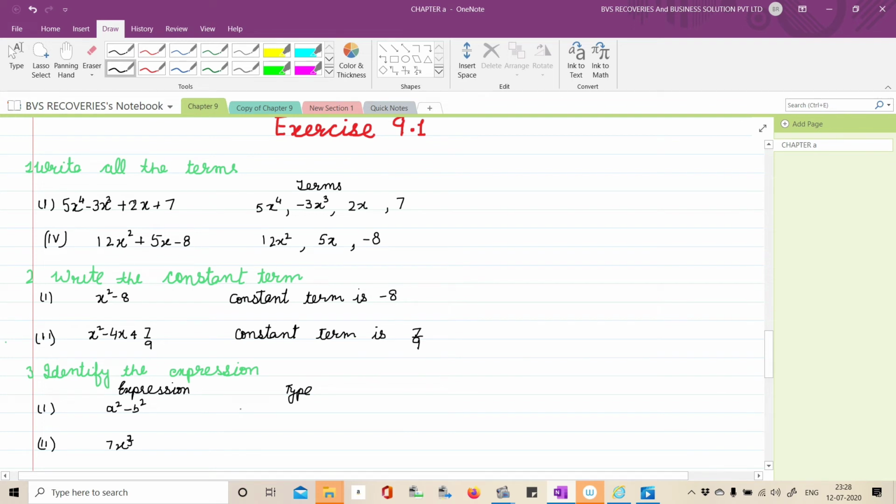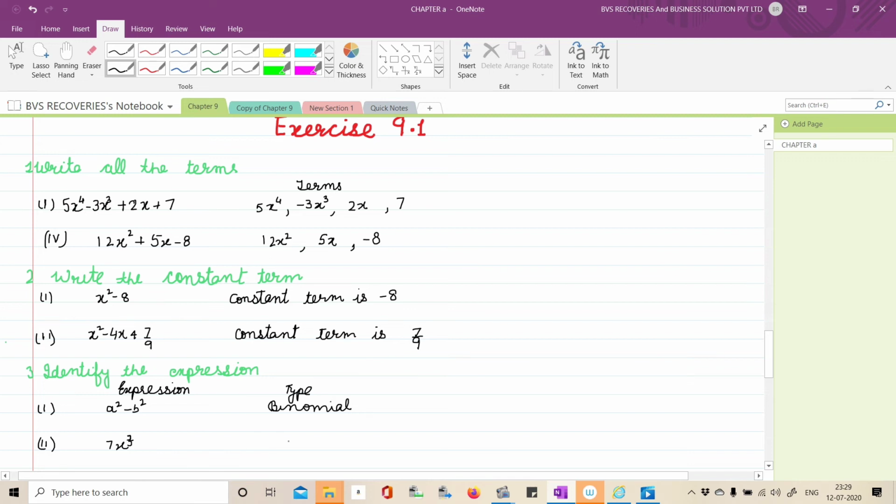Alright. Now identify the expression. Identify the expression means we have to check how many terms are there in the expression. Accordingly, we will write its type. Here, the first part is a^2 minus b^2. So how many terms are here? One is a^2 and second is minus b^2. So there are two terms. So two terms means the expression is binomial. Alright.